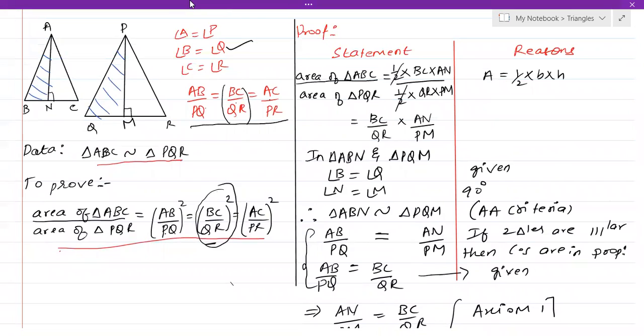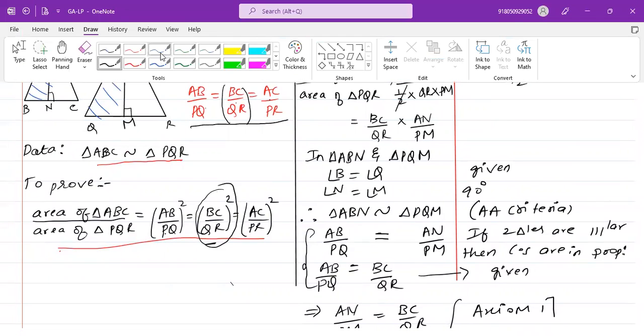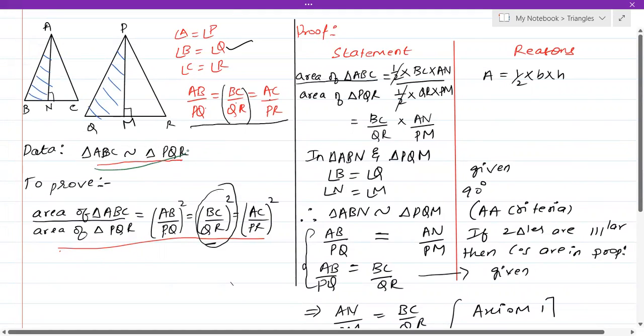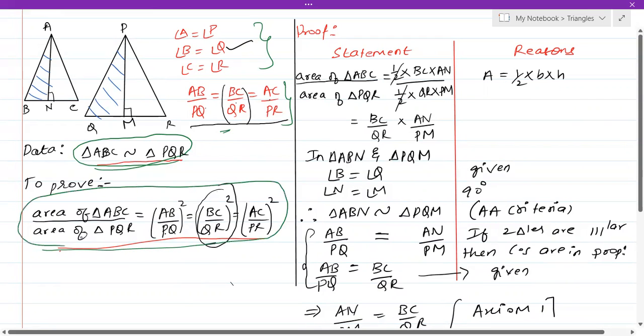Okay, let's look again at what we have done. See, what was given was triangle ABC is similar to triangle PQR. If two triangles are similar, then corresponding angles are equal, corresponding sides are in proportion. We can write these two things. And this is what we have to prove: the ratio of areas of triangles.